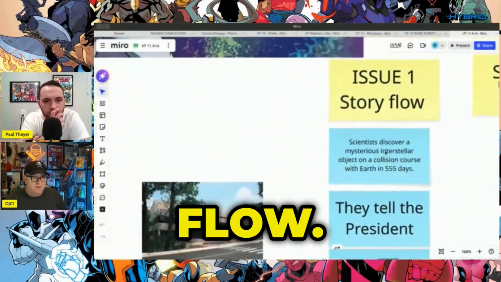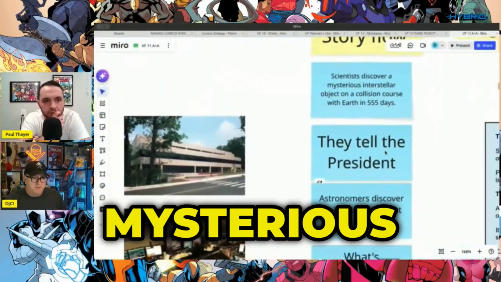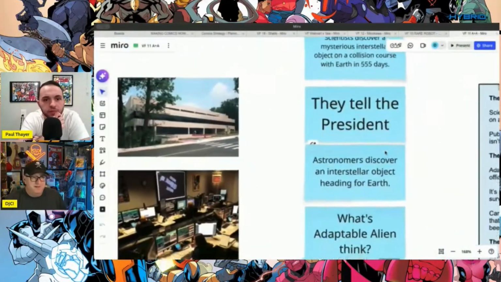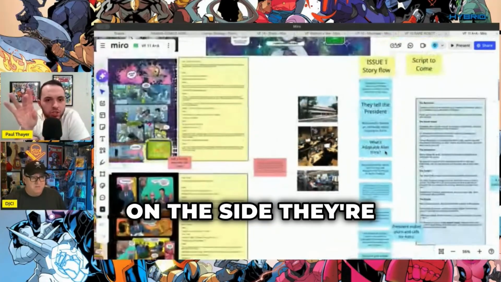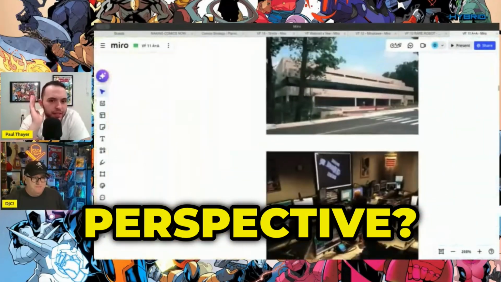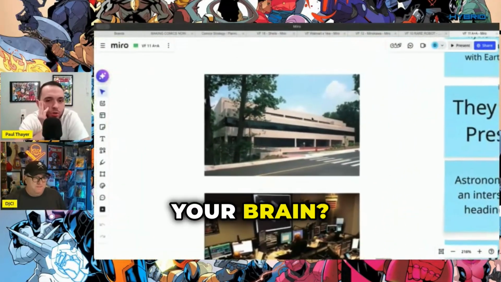Story issue flow. Scientists discover a mysterious star. They tell the president. Astronomers discover the interstellar object. And what are those images on the side they're using? Is that perspective? Is that reference of just what was going through your brain?